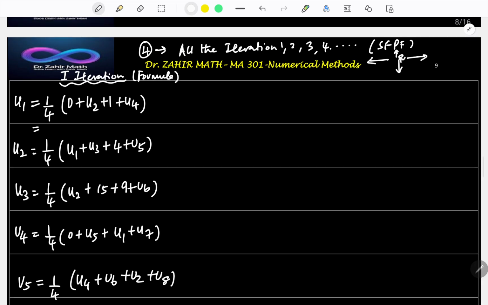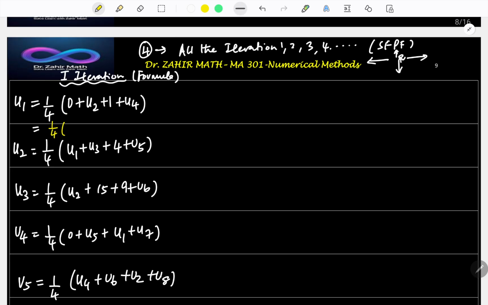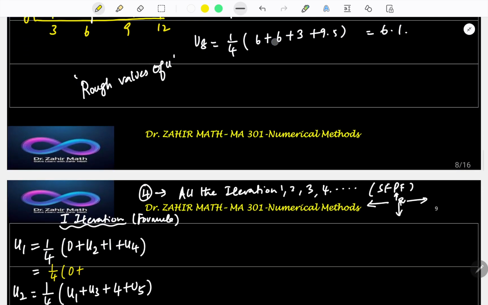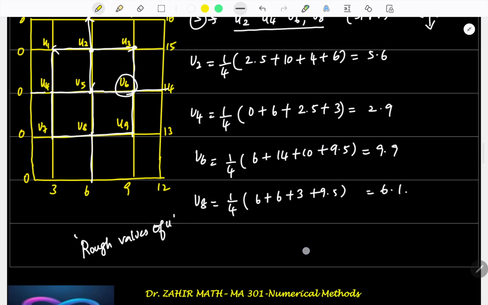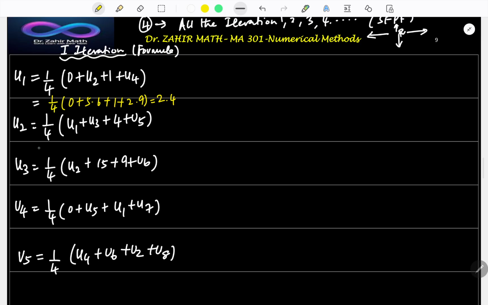So 1 by 4 bracket open, let me use another color and reduce the size so that I can finish on the same page. 0 plus, what's your u2? The nearest value of u2 is 5.6. So you take 5.6 plus 1 plus u4, the nearest one is 2.9. If I put it in the calculator, I get 2.4. Next, 1 by 4, u1 is coming. The nearest is 2.4, so take this 2.4.